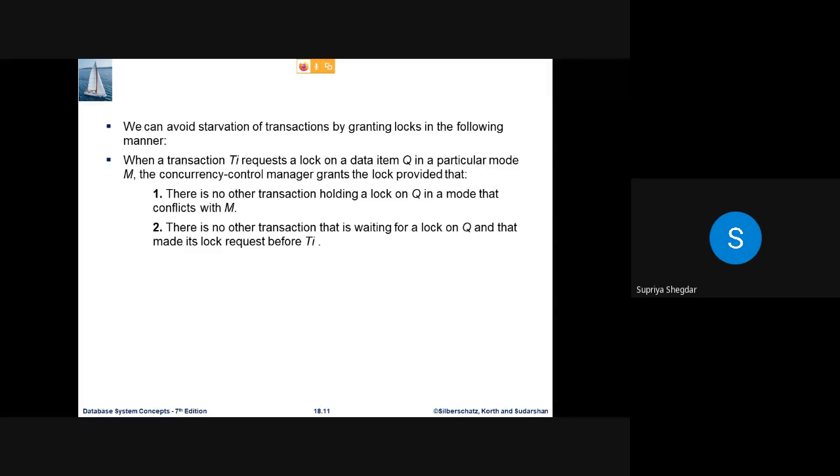So the concurrency control manager must check that no other transaction is holding the lock on the data item Q in a conflicting mode, and no other transaction is waiting for the lock on the data item Q. If the concurrency control manager checks these two situations, then we can avoid the starvation between the transactions. Okay, understood the granting of locks, and how to avoid starvation of the transaction if it occurs in granting of locks.